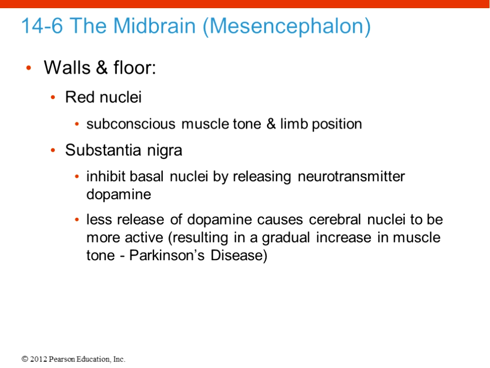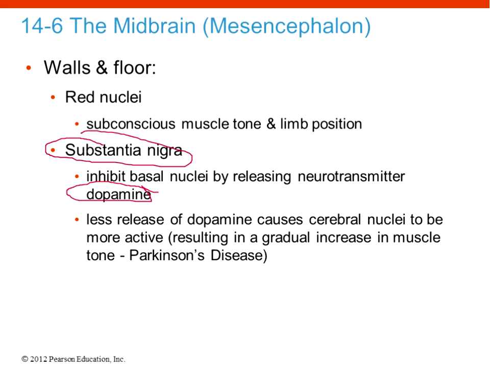Now, that's more at the roof of the mesencephalon. The lower portion of the mesencephalon, the substantia nigra, is something I want to talk about. And the substantia nigra, again, releases the neurotransmitter dopamine. And dopamine from the substantia nigra helps inhibit what are known as the basal nuclei.